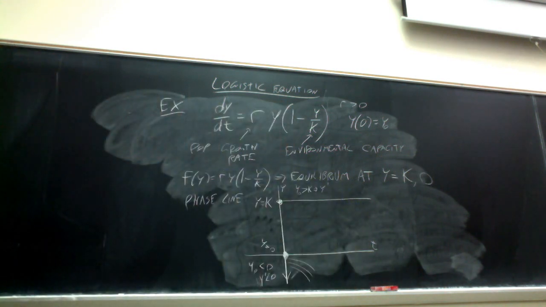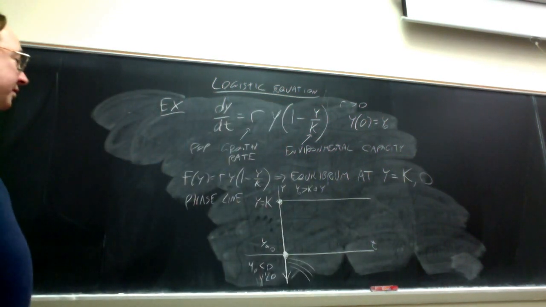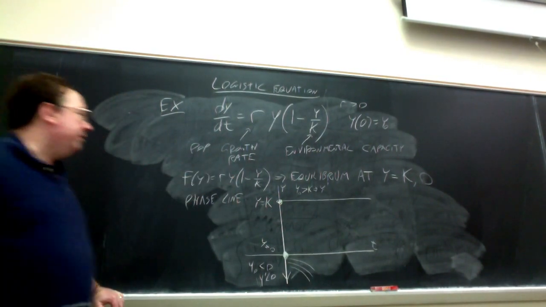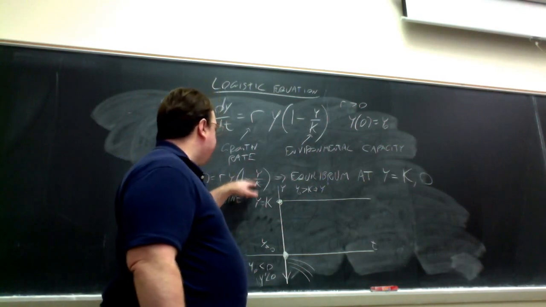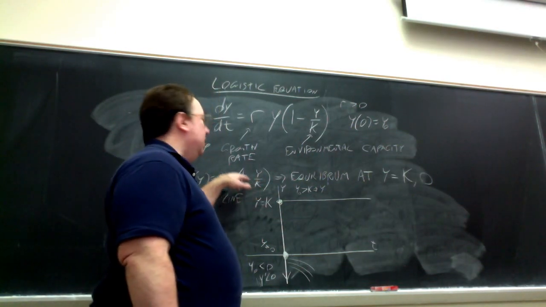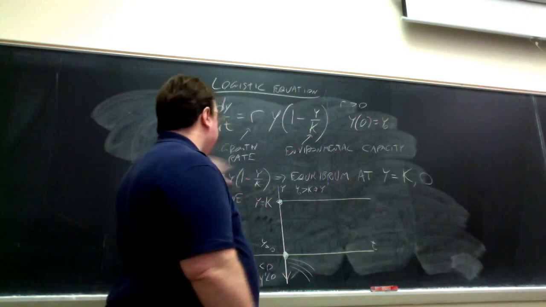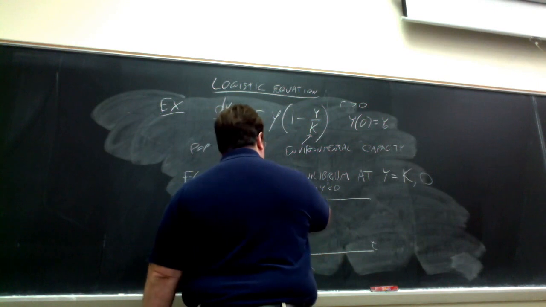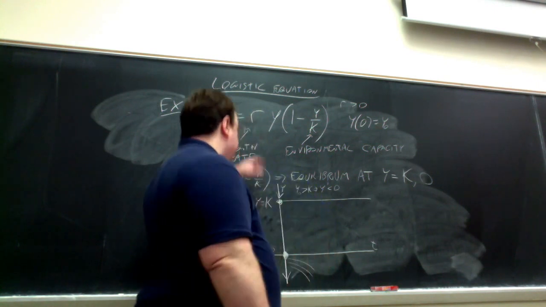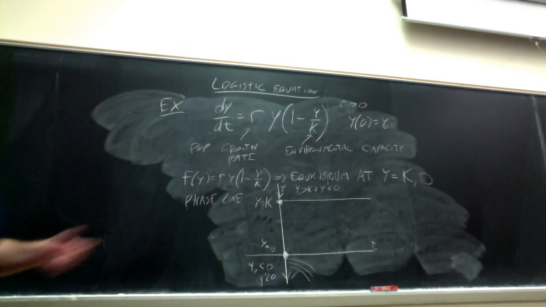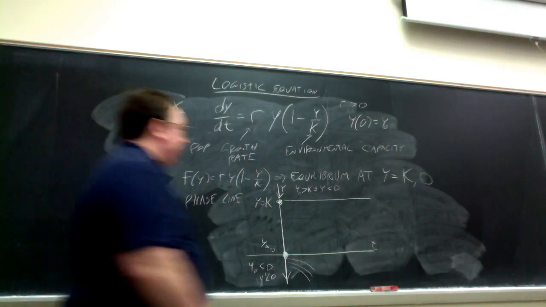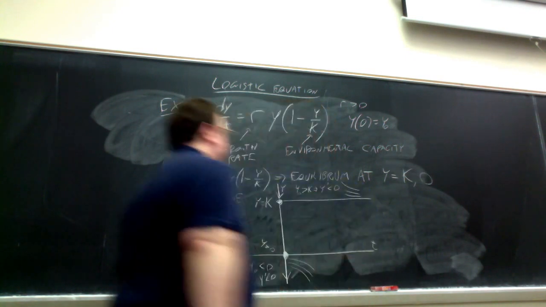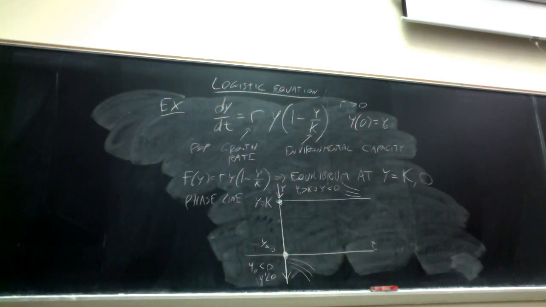So if y naught is greater than k, then what's going to happen in that case? Is this function positive or negative? Negative, again, because here this fraction will become greater than 1, so 1 minus that is going to be negative. Everything else is positive, so the whole thing is negative. So now we get an arrow going down. Arrows going down for negative, arrows going up for positive. So here solutions are trending toward this equilibrium solution. Okay.